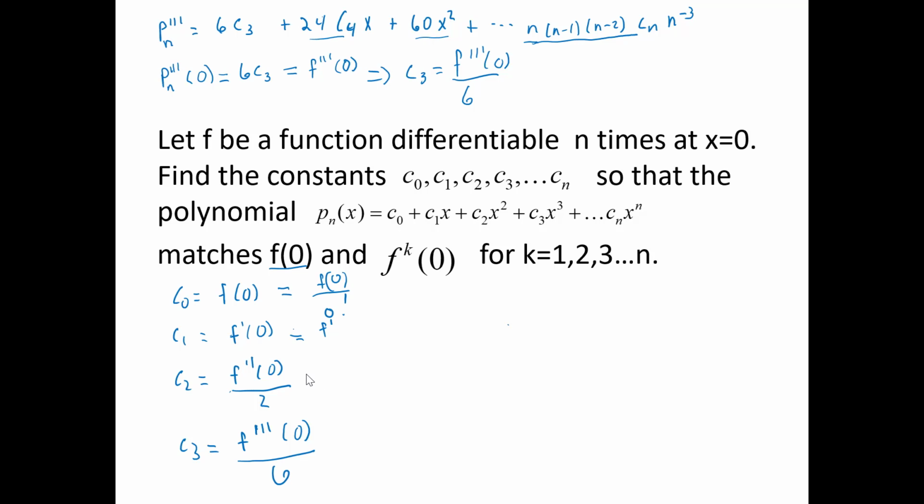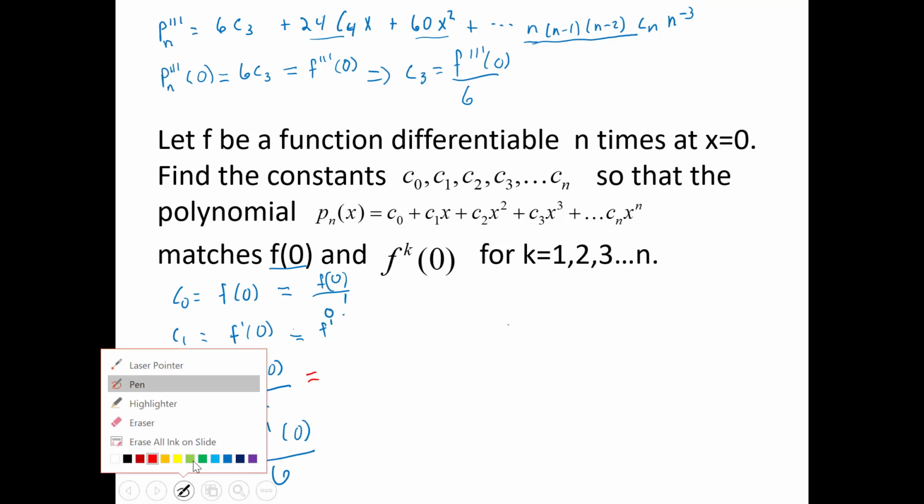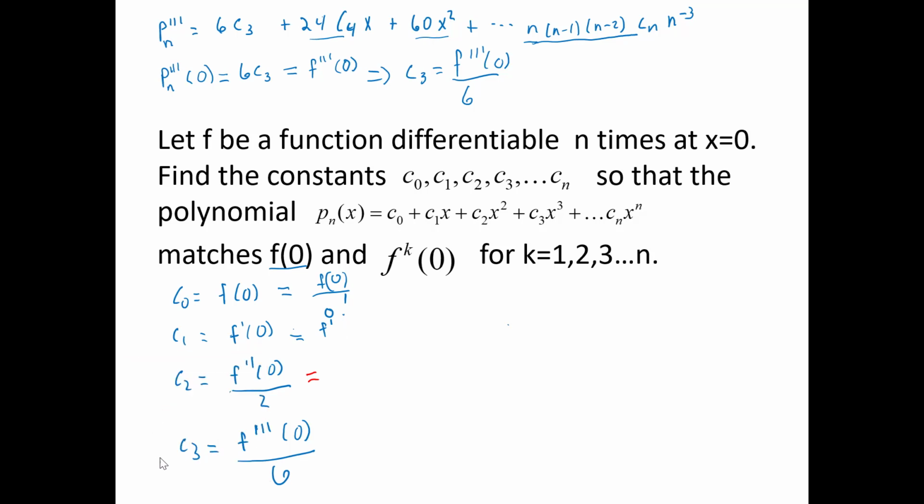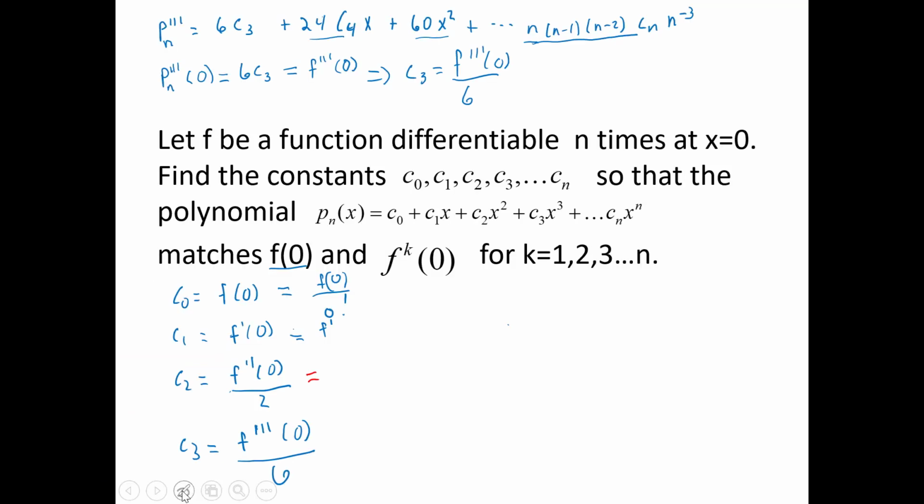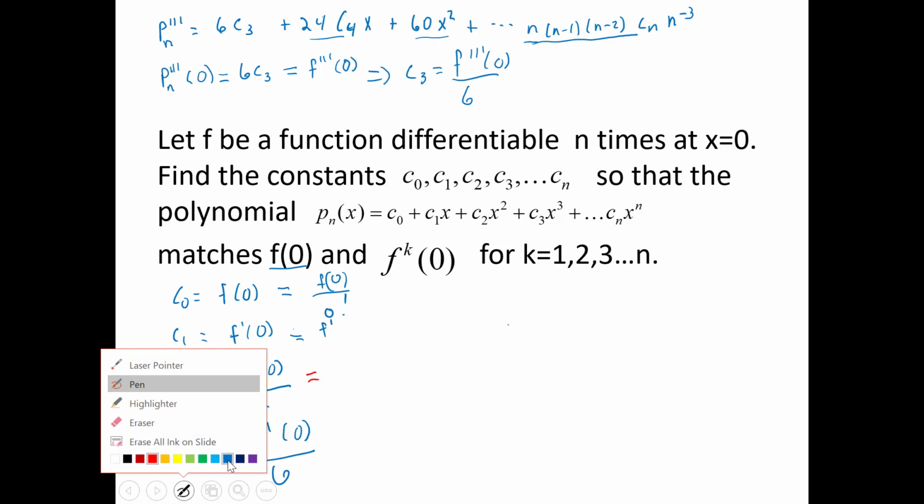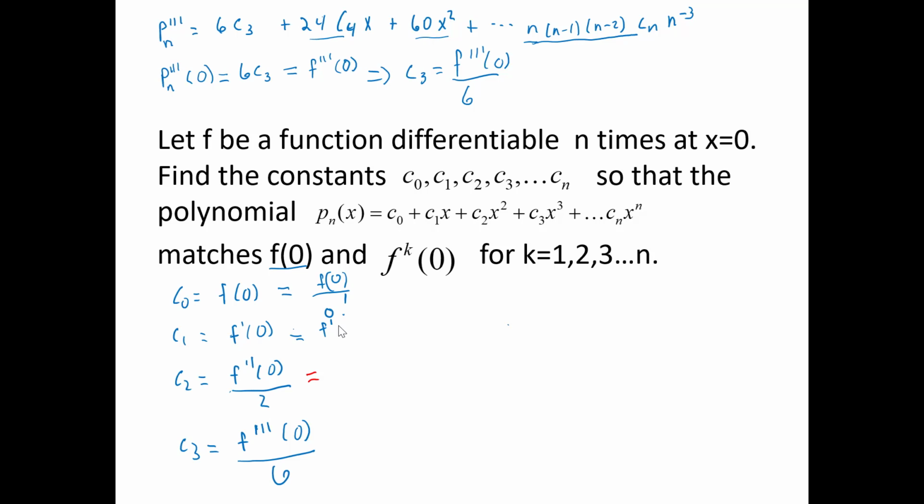So this is f double prime of 0. I'm sorry, so this is f prime of 0 divided by 1 factorial. And this one is f double prime of 0 divided by 2 factorial. And this is f triple prime of 0 divided by 3 factorial.